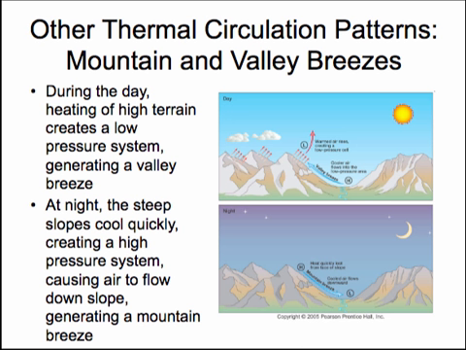Okay, the last thermal circulation pattern is a mountain and valley breeze. During the day, the heating of the high terrain, think of the rocks, if it's all rock face, becomes an area of low pressure because the rocks are heating. Whereas the valley tends to be a little bit cooler, so the air heats, rises, and you end up with a valley breeze. At night, the slopes cool really quickly, but the valley tends to be a little bit warmer. So you end up with what we call a mountain breeze, because the air comes from the top of the mountains down into the valley.